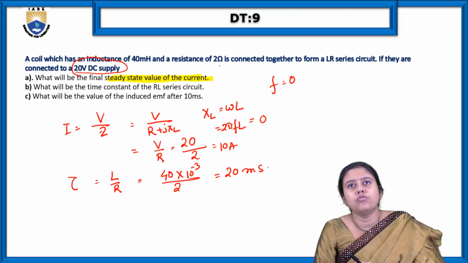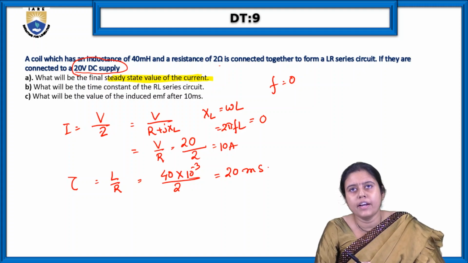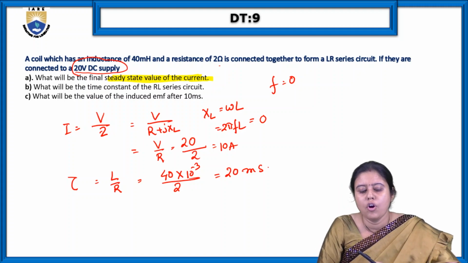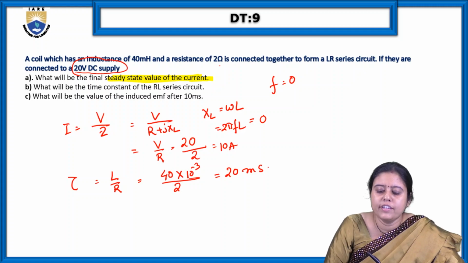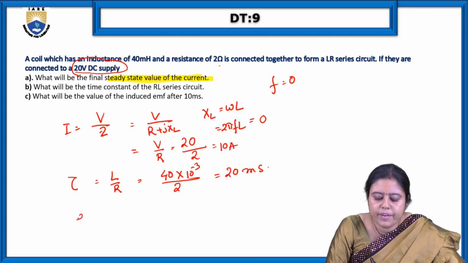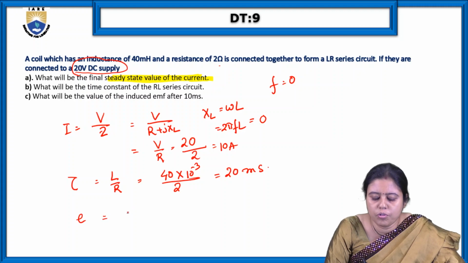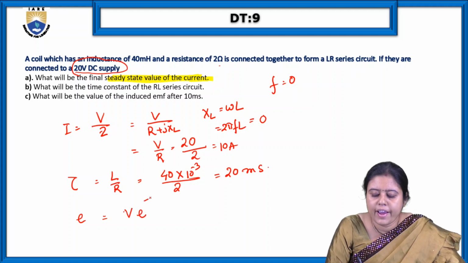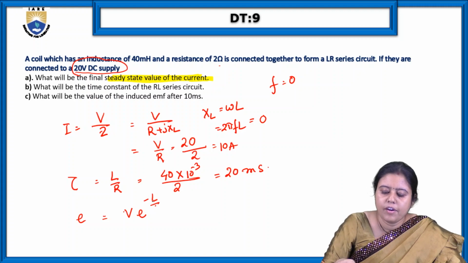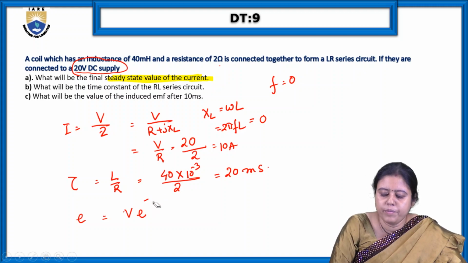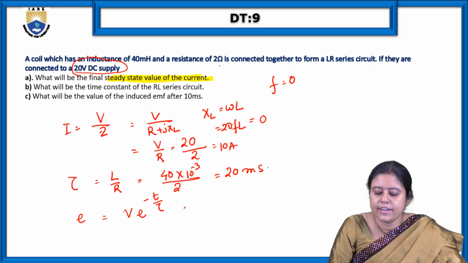What will be the value of induced EMF after 10 millisecond? What will be the value of induced EMF? So the EMF induced is equal to, we know, V into e to the power minus t by tau. I am writing the simple equation first, t by tau.